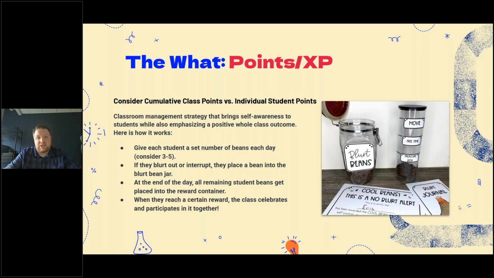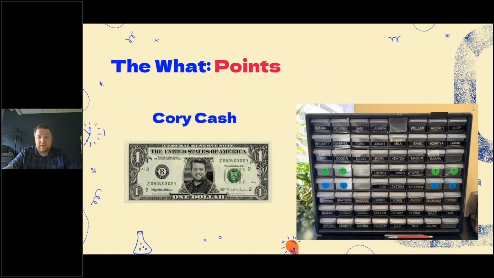And then they get to experience that reward as a group. Another way that you can encourage that point system, and this is one that I really love personally to do with my class, is creating a cash system. So this is Corey Cash here, that's my lovely face on the dollar bill there. You can create your own version of a dollar bill or other monetary values if you want to.